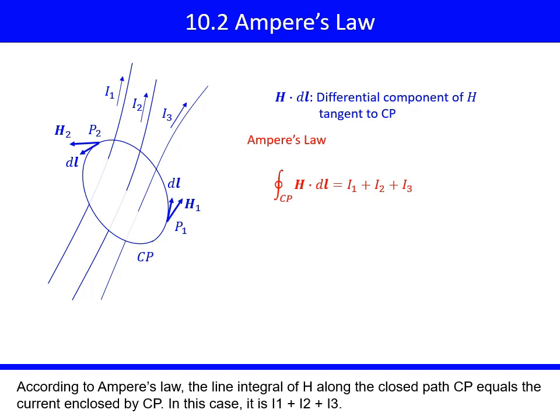According to Ampere's law, the line integral of H along the closed path CP equals the current enclosed by CP. In this case, it is I1 plus I2 plus I3.